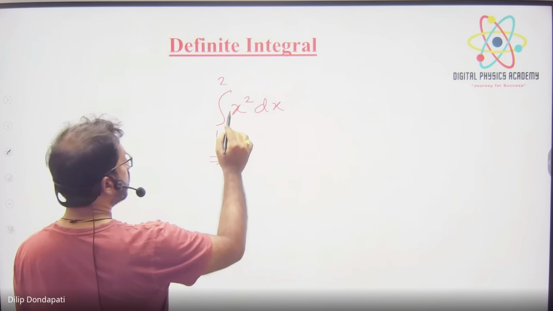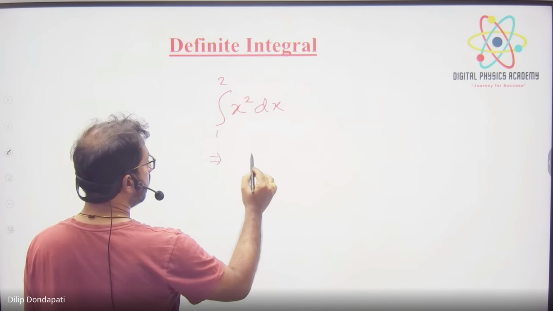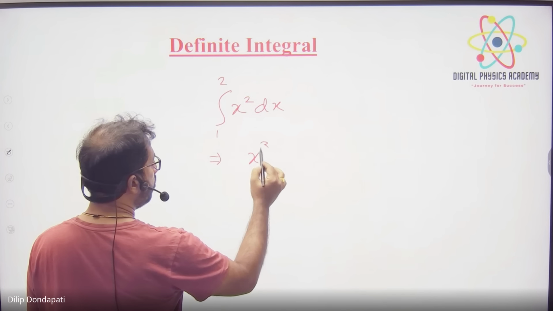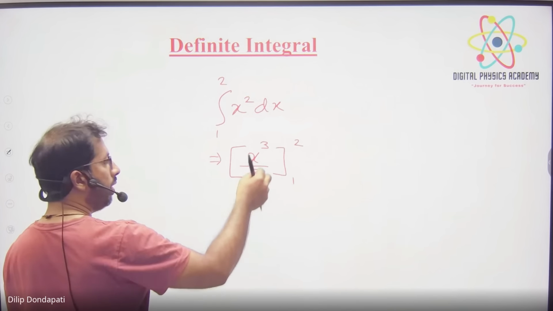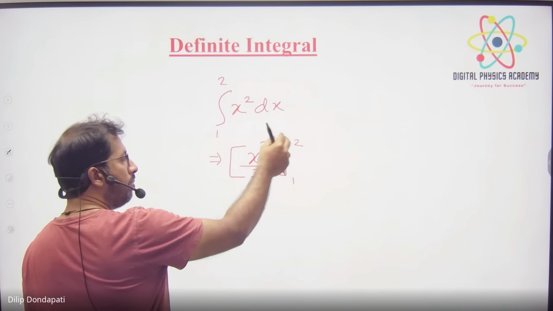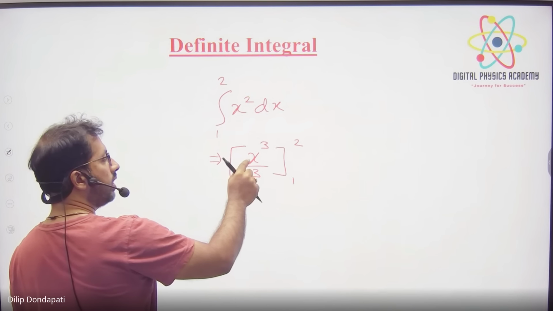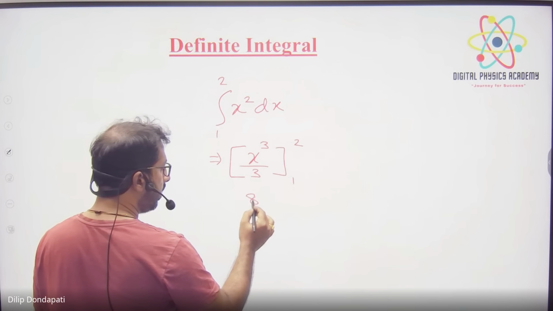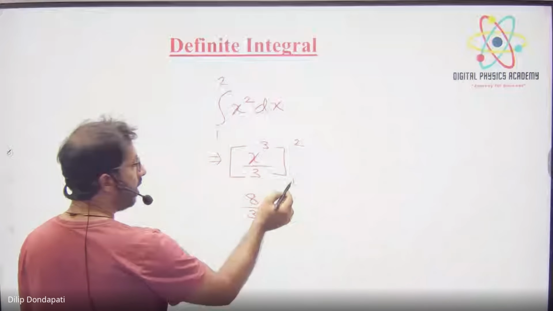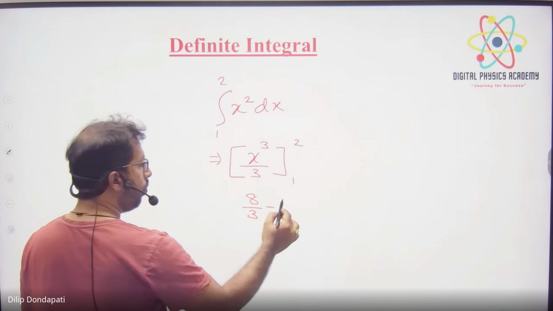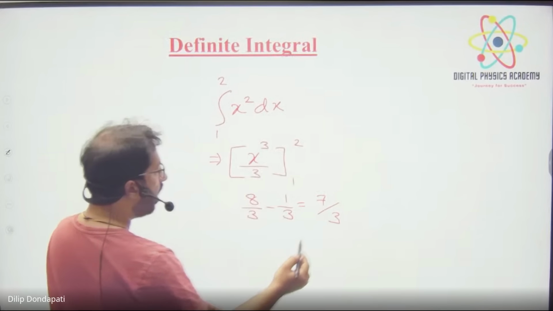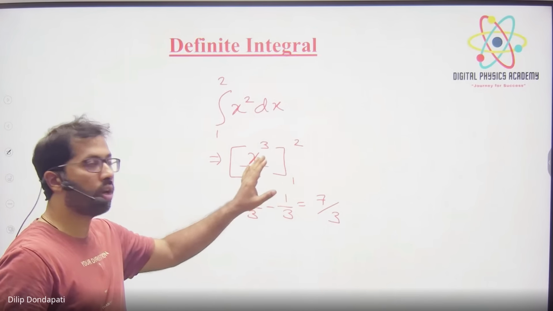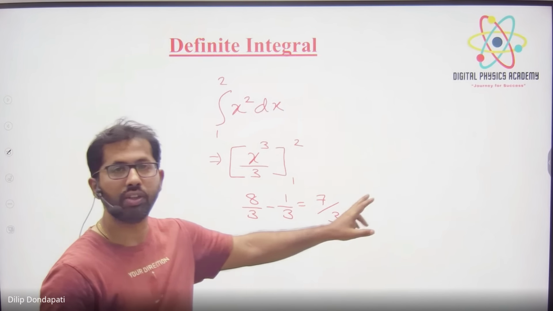See, the integration of x square is x cube by 3. Limits are from 1 to 2. Now simply substitute the upper limit here. How much? For x equals 2, cube is 8 by 3, minus the lower limit. Substitute 1 in place of x, 1 by 3. That is 7 by 3, the answer. Upper limit minus lower limit we have to do. That's it. Here no c will be coming.